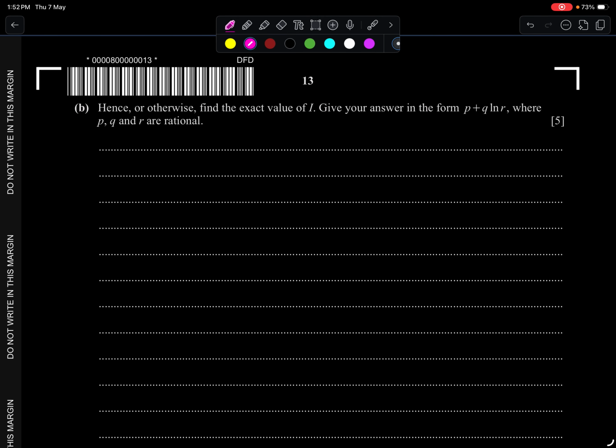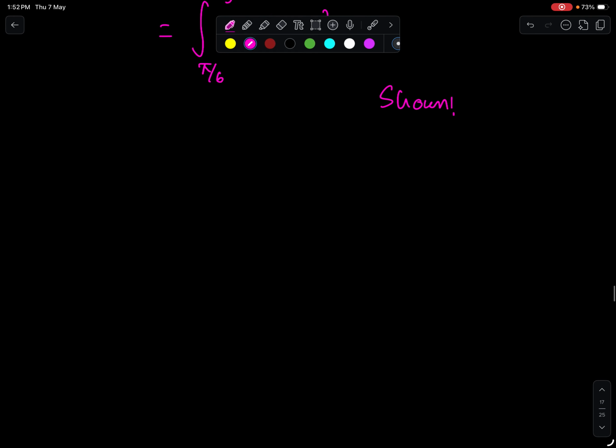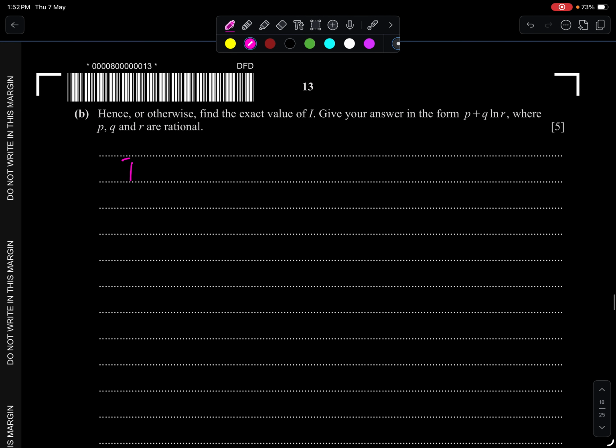Part B, we have to integrate the integral from pi by 6 to pi by 3 of 3 tan cube u. Now how to integrate this? You just need to split this power. This is also an important question. Many students don't know how to integrate tan cube.